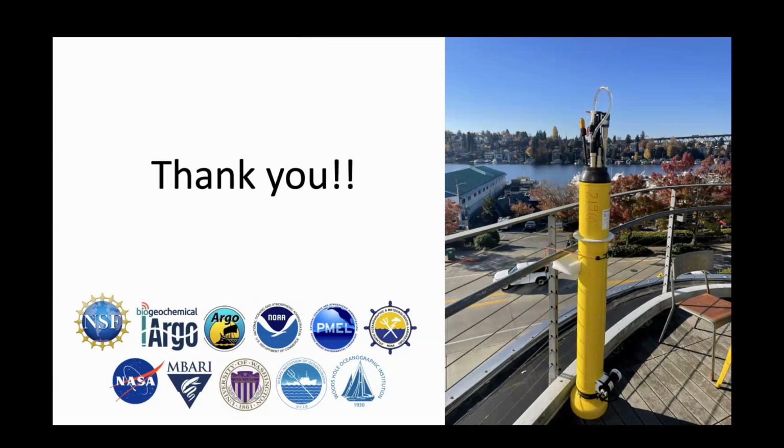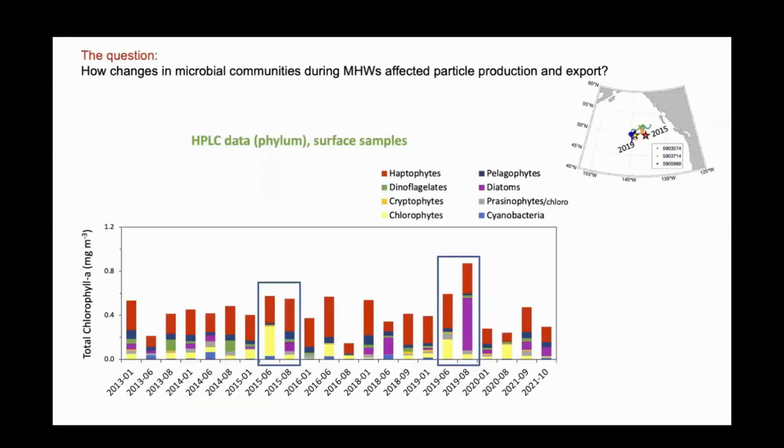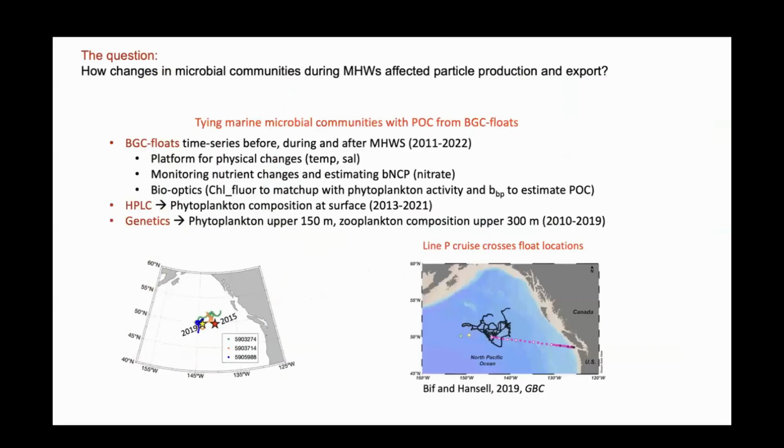Well, I assume it's semi-Lagrangian, and that's it. And for the genetics, it moves a little bit. For the genetics, the line P comes and crosses this area here. And so we use the data collected from stations that are closest to the floats, so we can better match. I mean, I can do the best that I can with what I have, right?